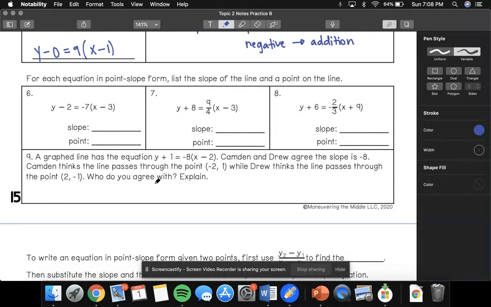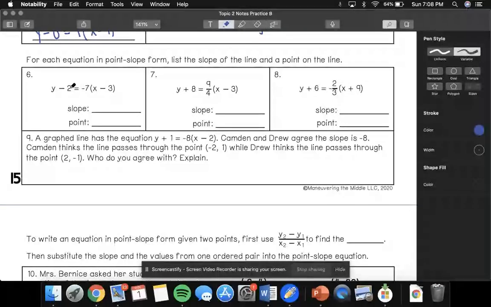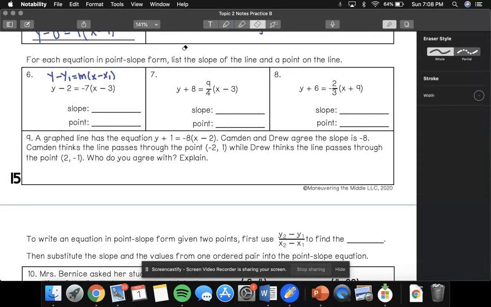All right, so for each of these equations in point slope form, we are going to label what the slope is telling us and what a point on the line is. So again, if you want, you could just write the form right on top of it and then just do some matching. Okay, so my slope is my m value.